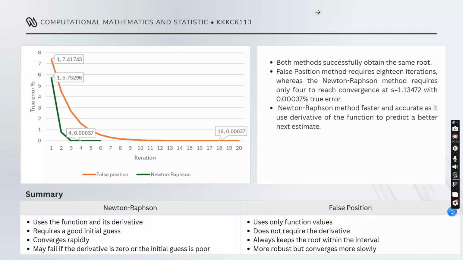In summary, the false position method is more robust because it always keeps the root within the interval, while the Newton-Raphson method is much more efficient when a suitable initial guess and derivative are available. Therefore, for this problem, the Newton-Raphson method is the better choice because it achieves the same accuracy with significantly fewer iterations. This concludes part 1 of the presentation.